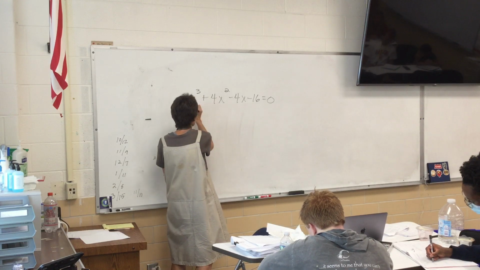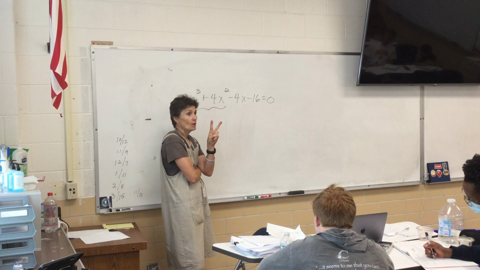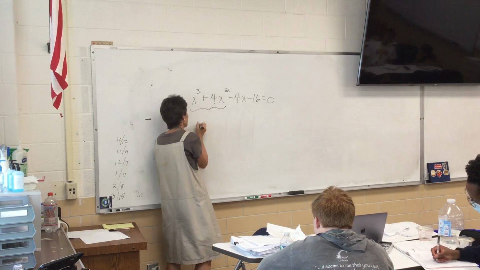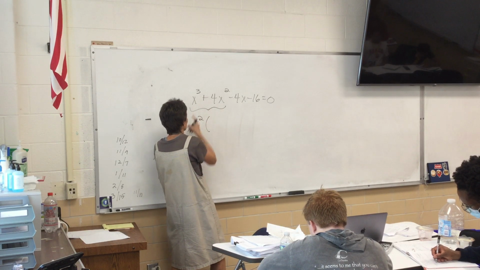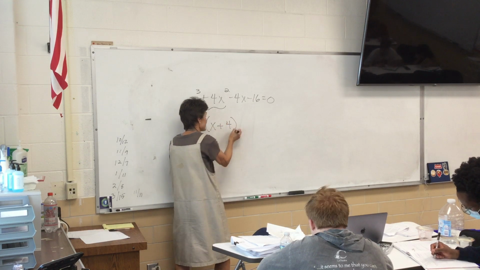We're going to have to factor by grouping. So she says, look at the first 2 terms, just the first 2. What can come out of the first 2? X squared. What is left when I take out an x squared? X plus 4. Perfect. Everybody still with me?